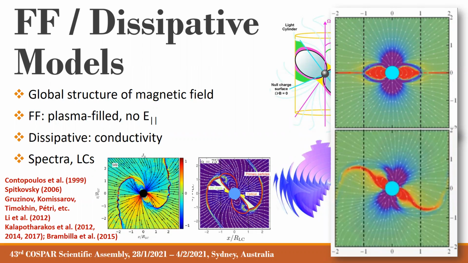Also, one step further is to have a dissipative model where there are still regions in space where there's a macroscopic conductivity that is not infinite, but rather it is finite. It might be high still, but it might be finite. And in these regions, one would have dissipation. And these types of MHD models provide also a further step in our modeling. And these models can produce spectra and light curves depending on whether you use it geometrically or physically.